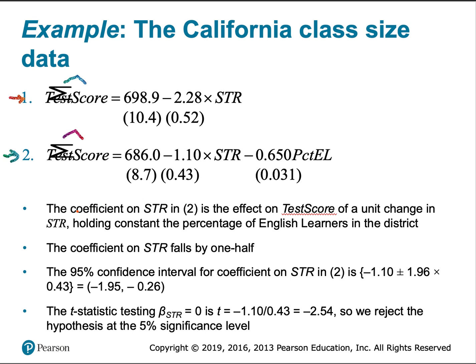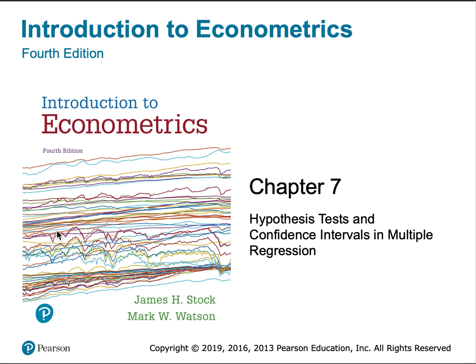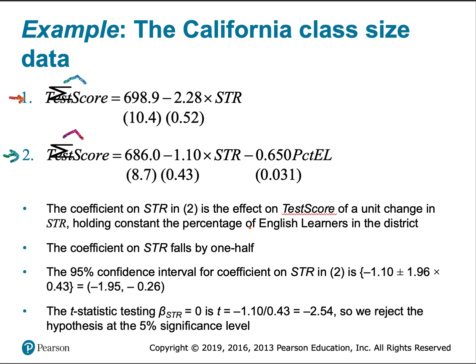Observe that the coefficient on the student-to-teacher ratio in equation 2 is the effect on test score of a unit change in the student-to-teacher ratio holding constant the percentage of English learners in the district. That's what we're doing here when we include an additional variable in our regression, right? We want to know what is the effect of the student-teacher ratio on test score holding the other variables constant. And we see from equation 1 to equation 2, the effect of student-to-teacher ratio on test score falls by approximately 1/2, from 2.28 to 1.1.